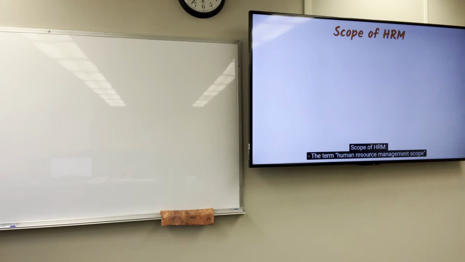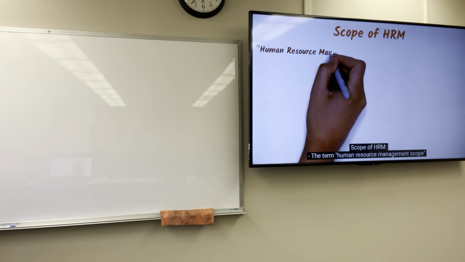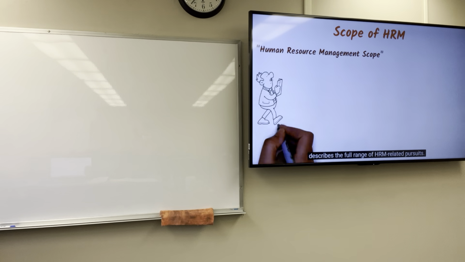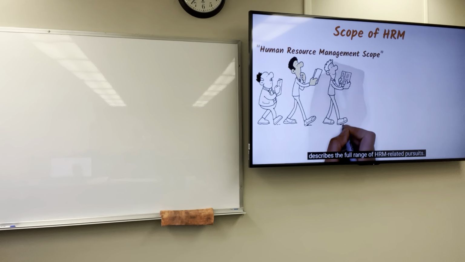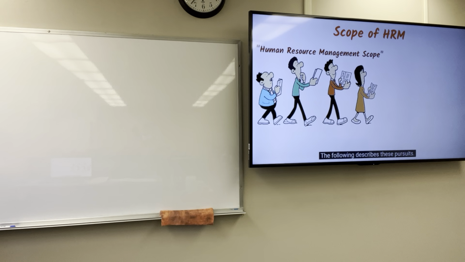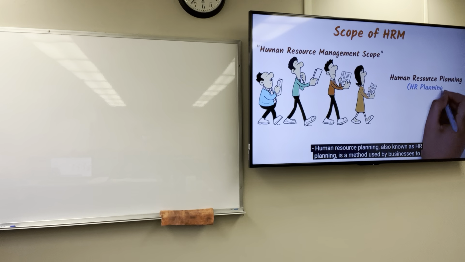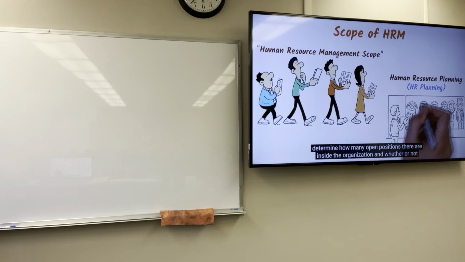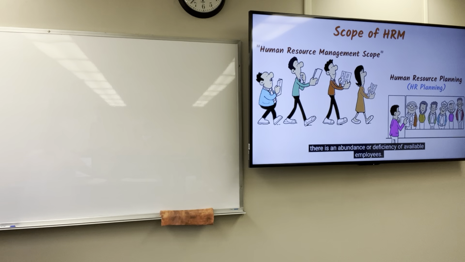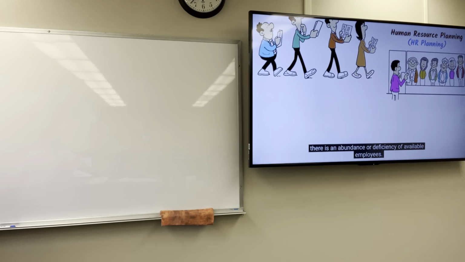Scope of HRM. The term human resource management scope describes the full range of HRM-related pursuits. The following describes these pursuits. Human resource planning, also known as HR planning, is a method used by businesses to determine how many open positions there are inside the organization and whether or not there is an abundance or deficiency of available employees.